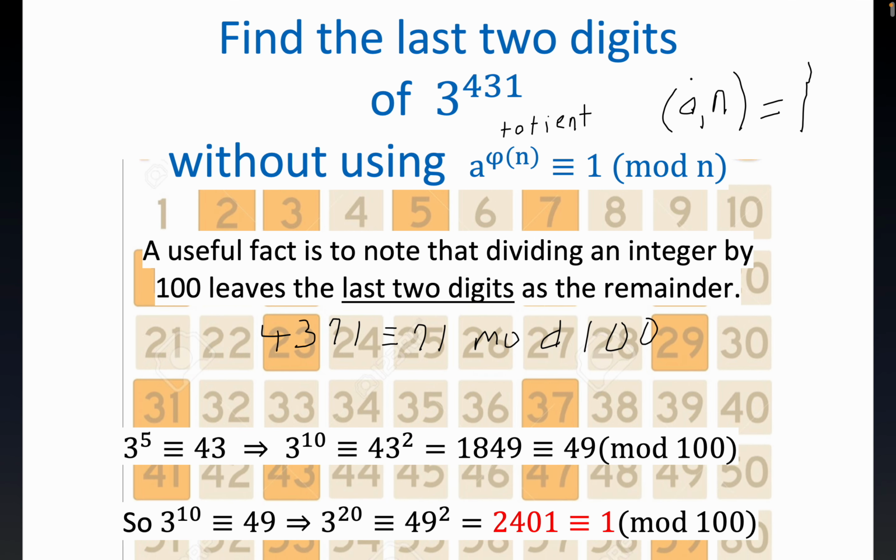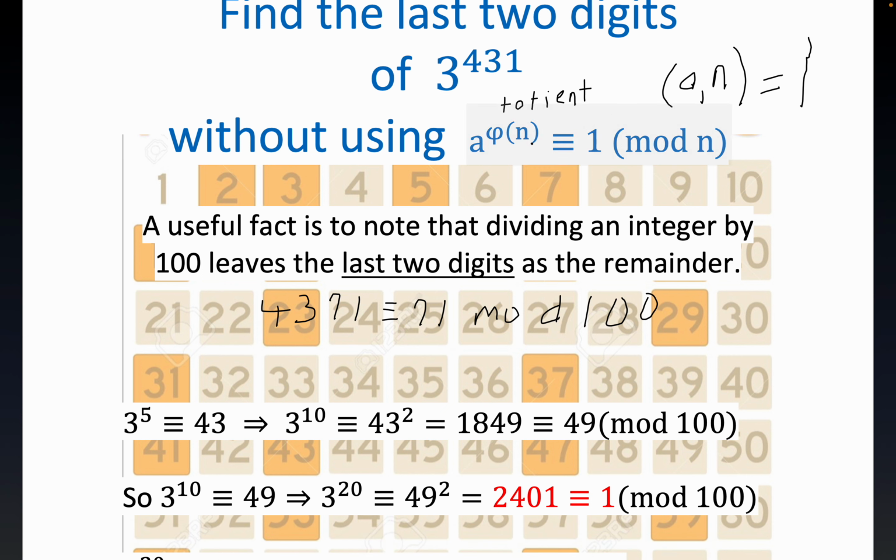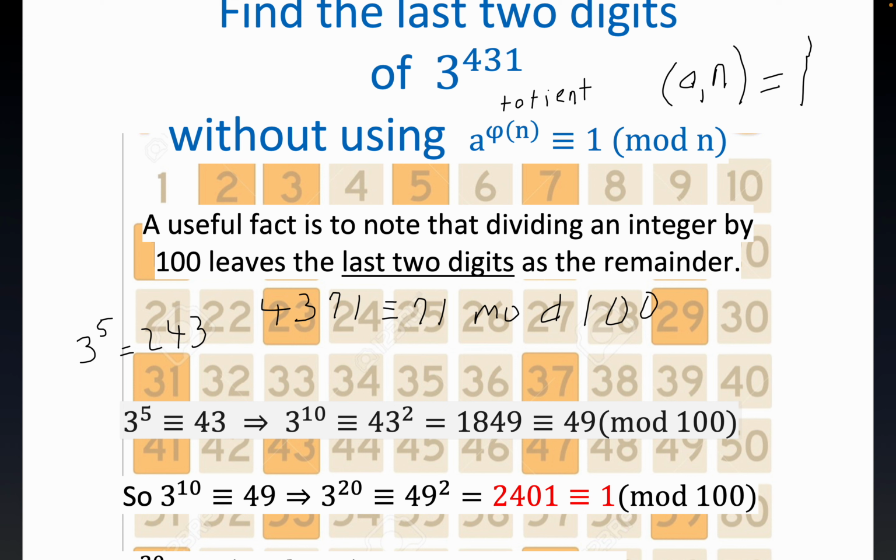Now I've started out with a few facts here, and again, we're not going to use the totient function. Note the computation you have to do is 3 to the 5th. 3 to the 4th is 81, and 3 times 81 is 243. So 3 to the 5th is equal to 243. The last two digits of 243 is 43. And notice we have 3 to the 5th is congruent to 43. This is all mod 100. I just write it down one time.